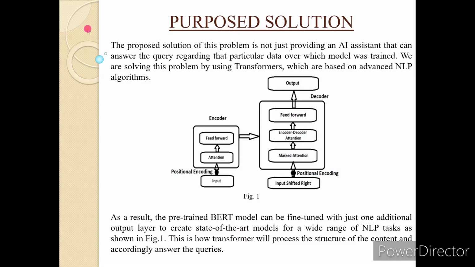There are two subunits in the tokenized module of DistilBERT: first the encoder and second the decoder. The encoder further has two more layers in it, used to tokenize the context.